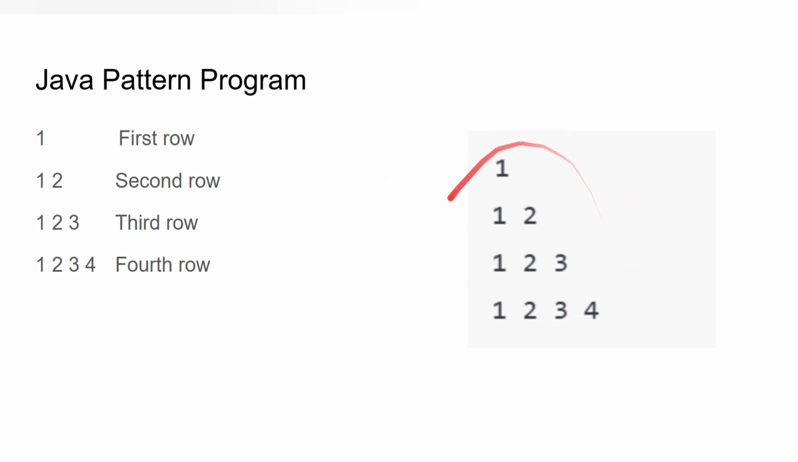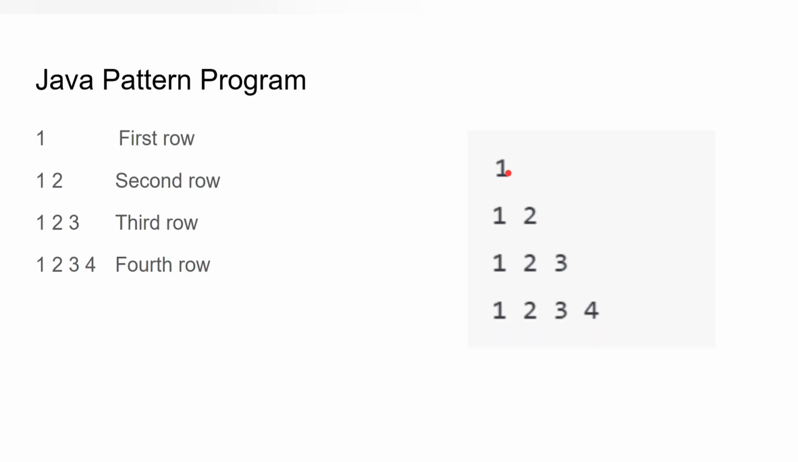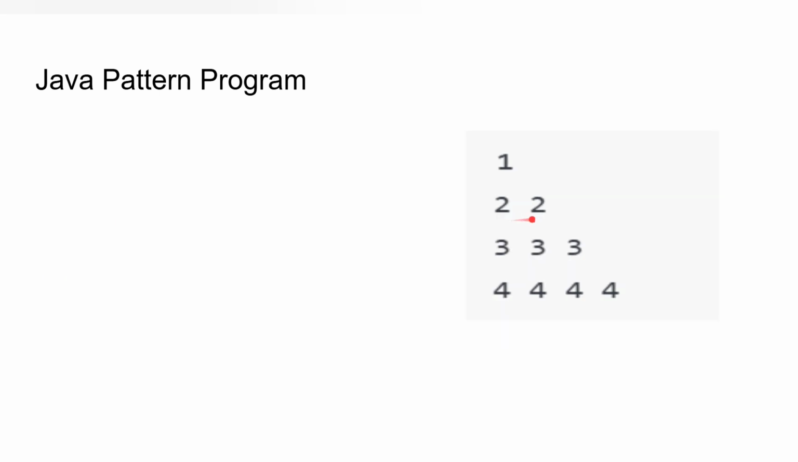Now we have seen about this pattern, right? 1, 2, 1, 2, 3, 1, 2, 3, 1, 2, 3, 4. Now, if someone asks you to print this particular pattern, so what logic you will apply? So this seems similar to this pattern, but instead of starting each row with 1, what it is doing, it is printing here 2, 2, 3, 3, 4, 4.